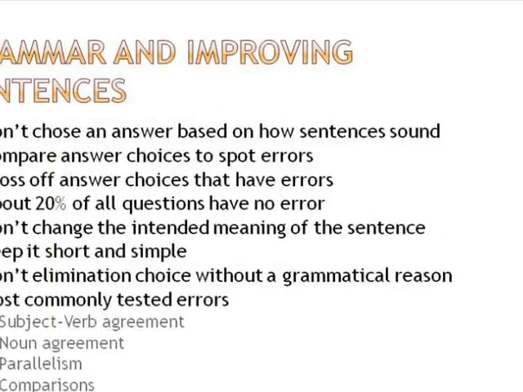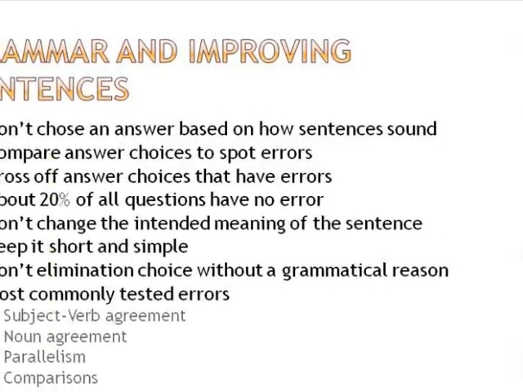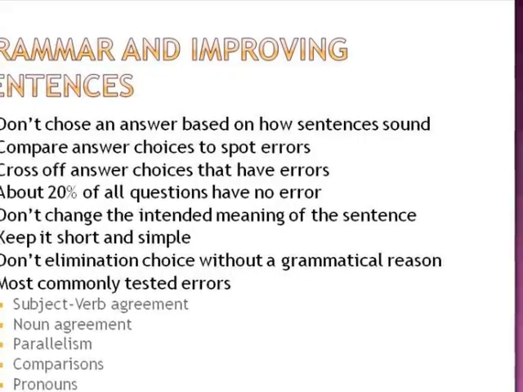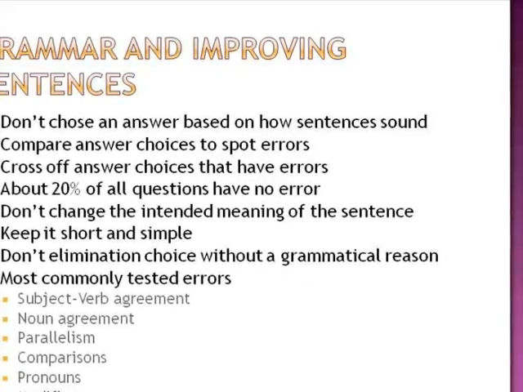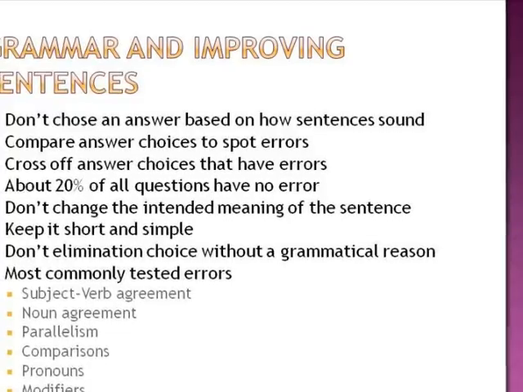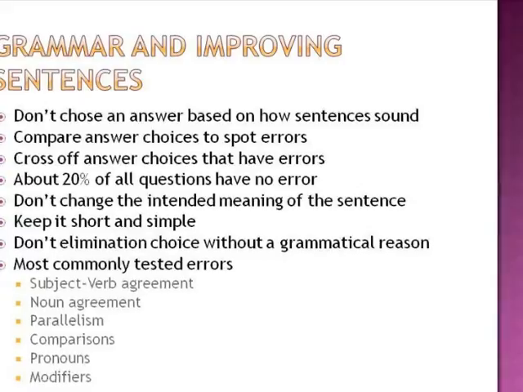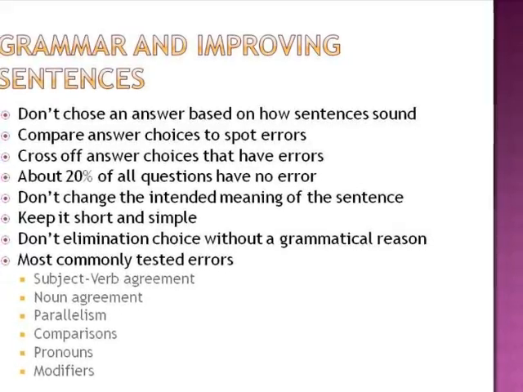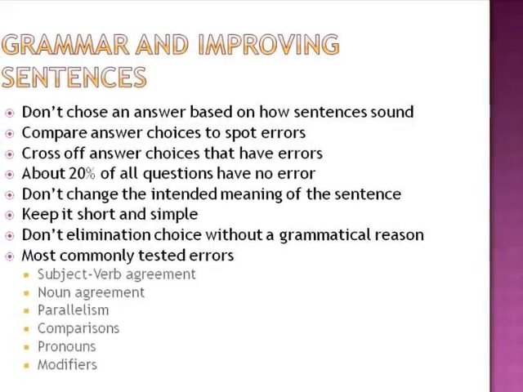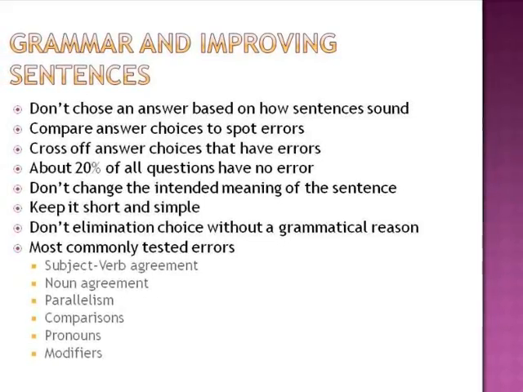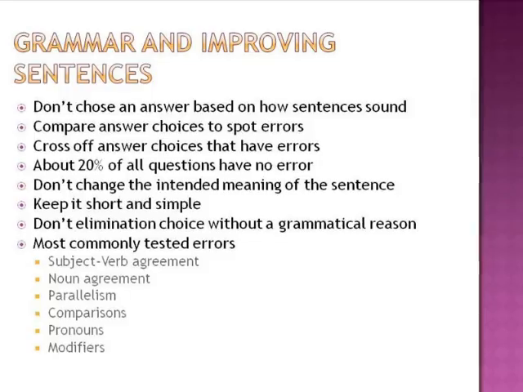For the grammar and improving sentences section of the SAT, this can be a very difficult section. Remember, don't choose an answer based on how the sentence sounds. Compare answer choices to spot errors. Cross off answer choices that have errors, and remember about 20% of all the questions have no error. Don't change the intended meaning of the sentence. Keep it short and simple, and don't eliminate choices without a grammatical reason.